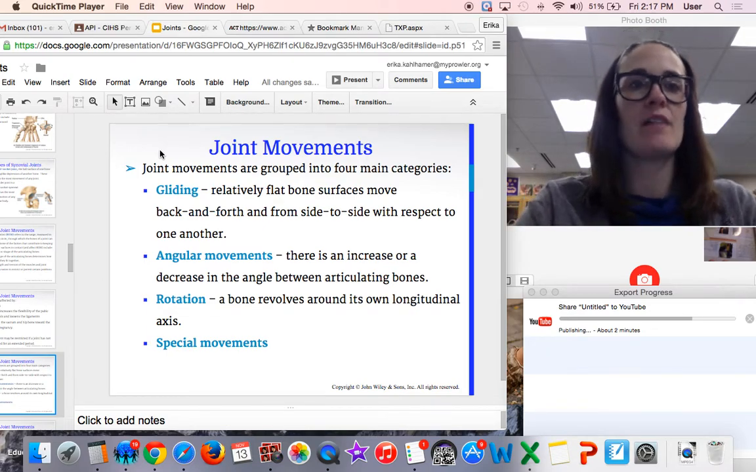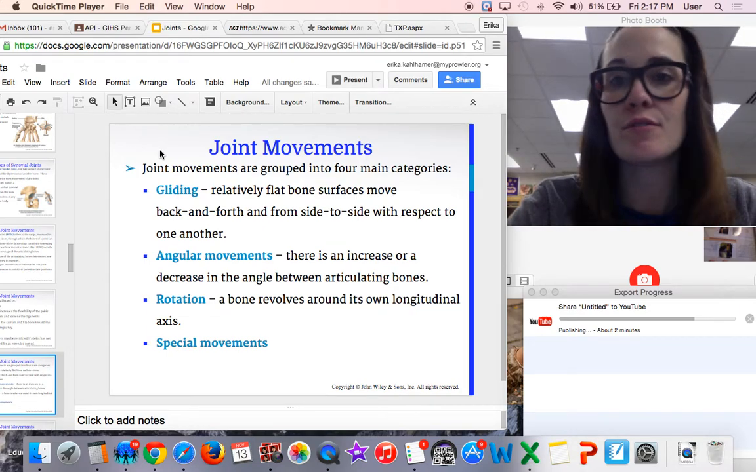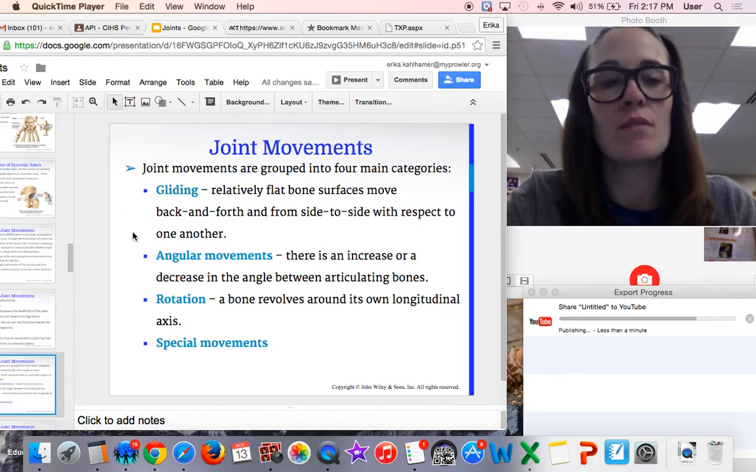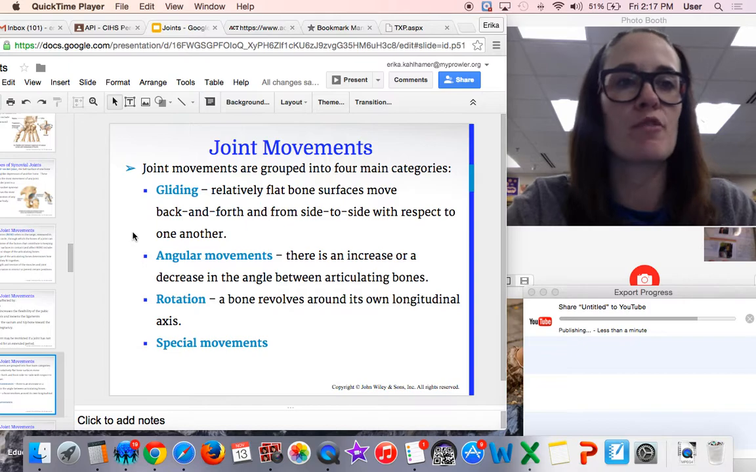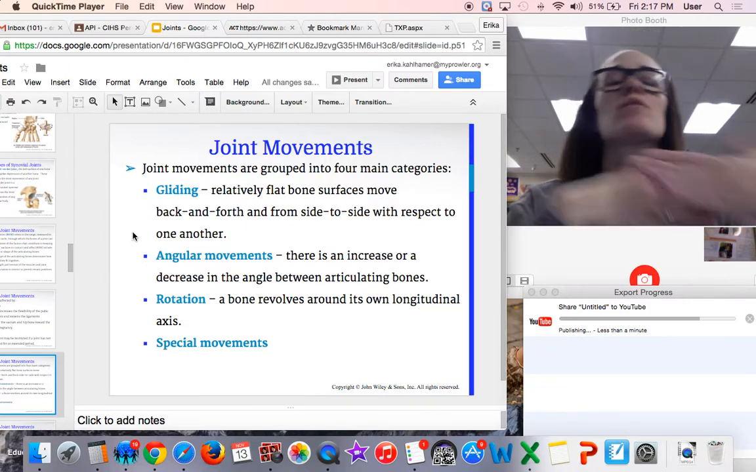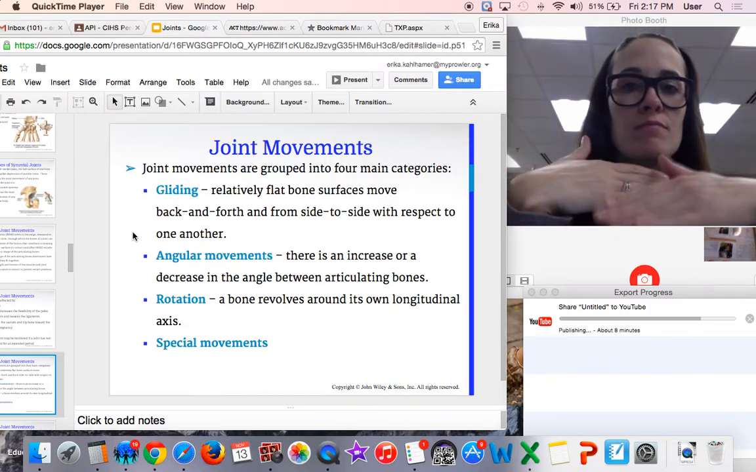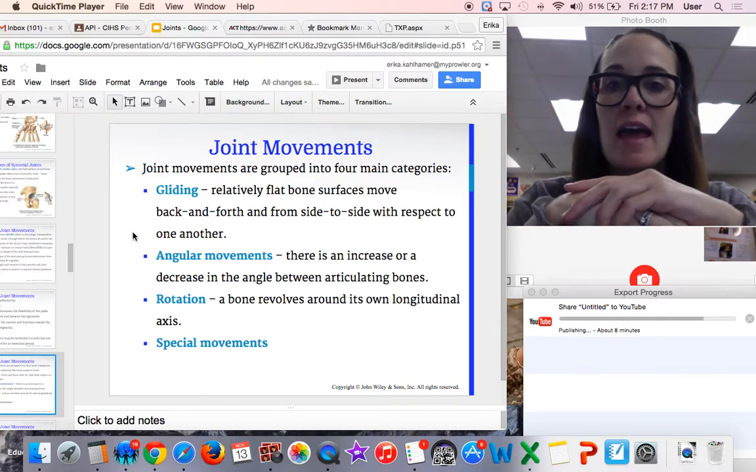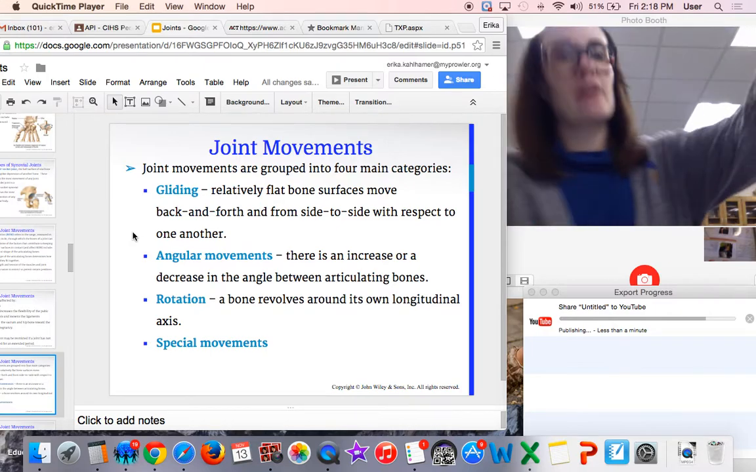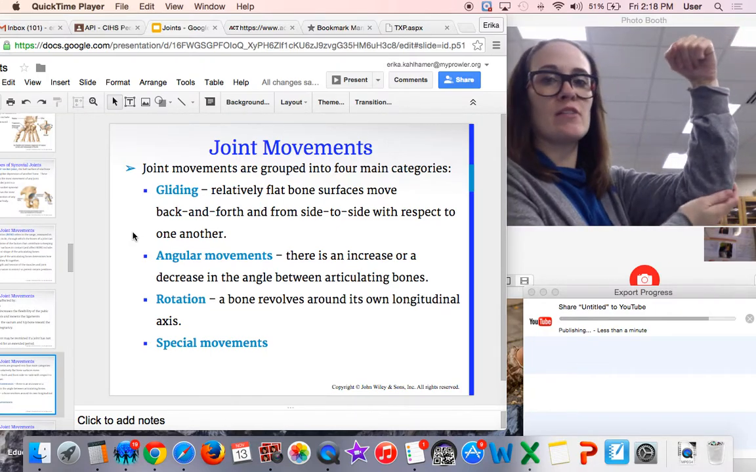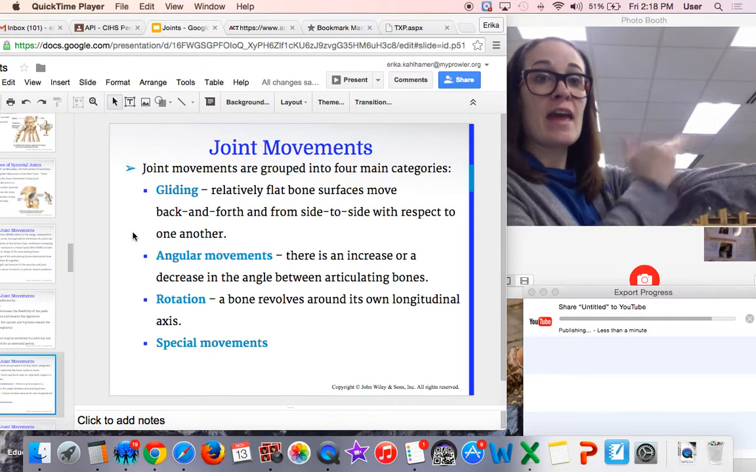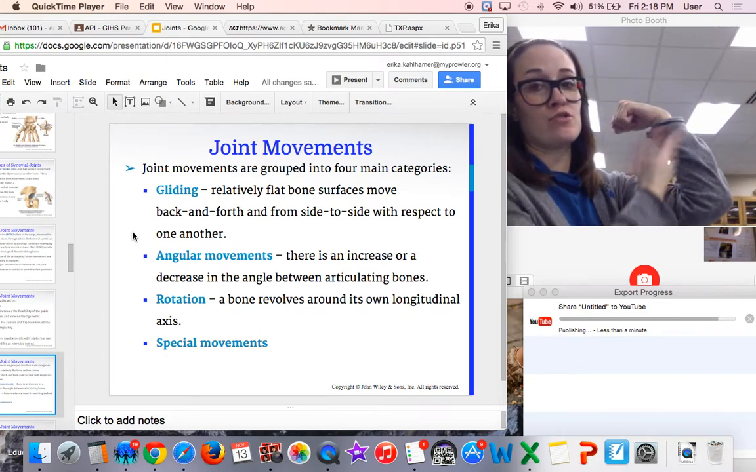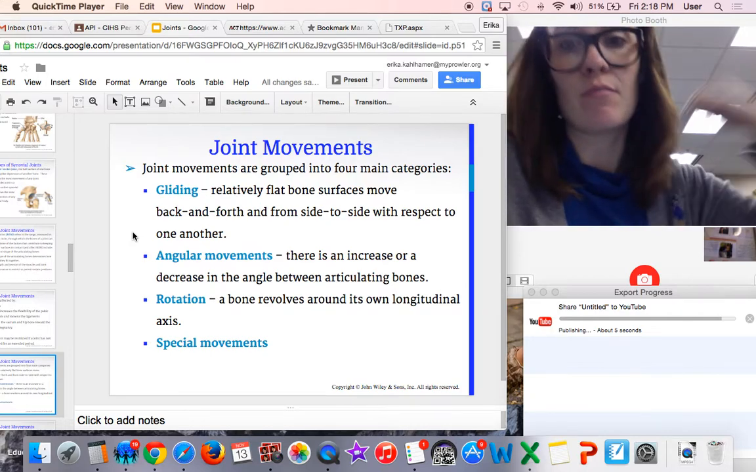Okay, so this is for anatomy, chapter 9, part 2, joint movements, continued. The movements in the joints can be grouped into four main categories. Gliding, where relatively flat bones move back and forth, side to side, with respect to each other. Angular movements, here's your elbow joint, either there's an increase in the angle of that joint, or a decrease in that angle of the joint between those articulating bones.